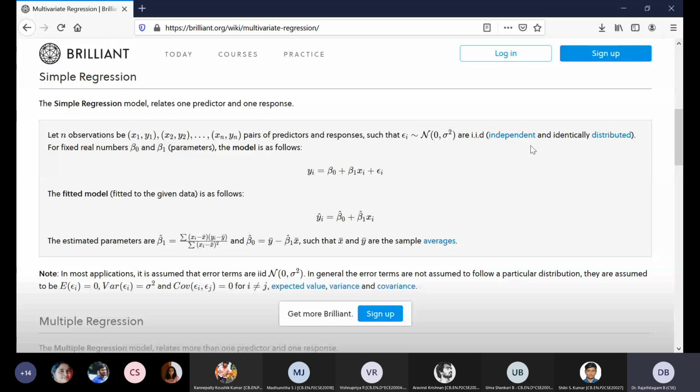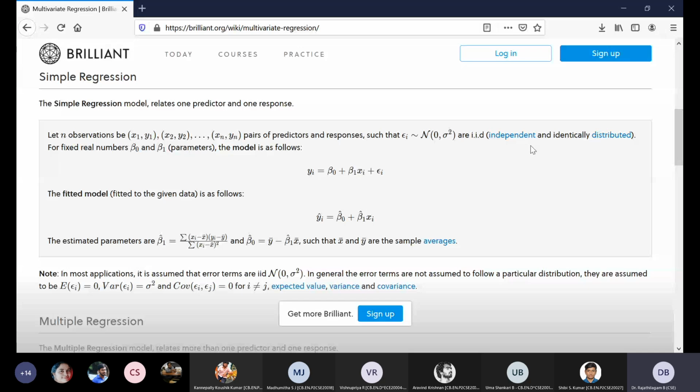So f of x is a straight line, and what are the variables involved? What is the terminology used for these variables? How do you call them? How do you actually represent them in ML terms? That's what we are going to see.